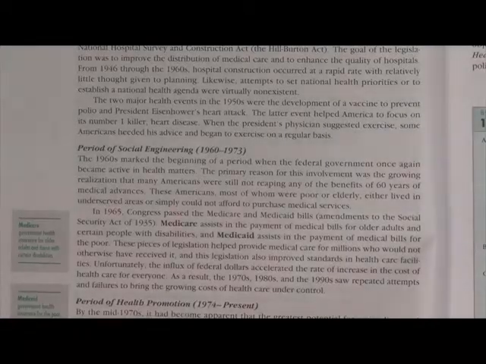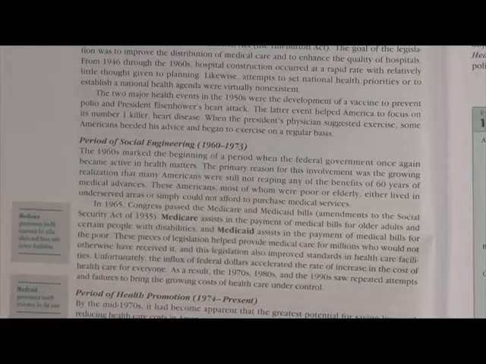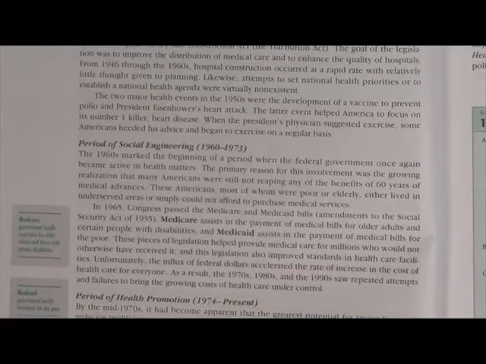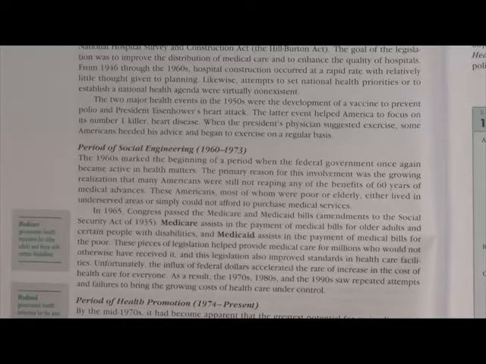1974 on through now, we're looking at health promotion. We realize that we can't cure everything, so we're going to have to prevent things. This is the start of CDC studying premature death. Healthy People comes out with national objectives.